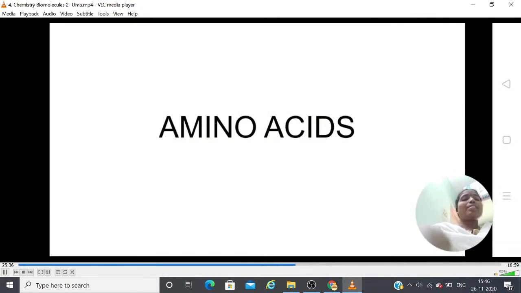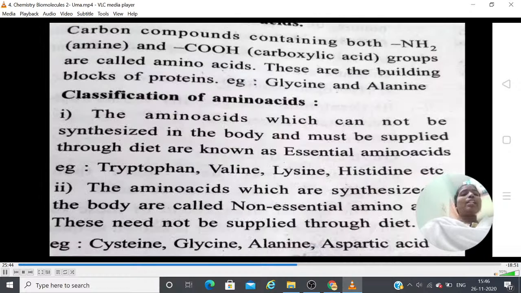Next topic is amino acids. This was all about the proteins. Now we are going to amino acids. But what is the meaning of amino acids? Carbon compounds containing both the NH2 group, that is the amine group, and the carboxylic group, that is the COOH group, in one molecule are called amino acids. These are the building blocks of the proteins.